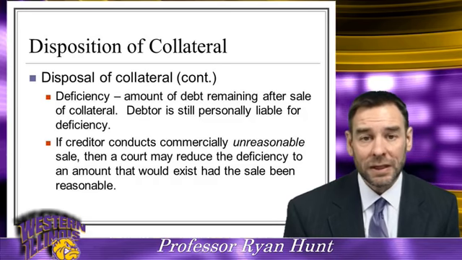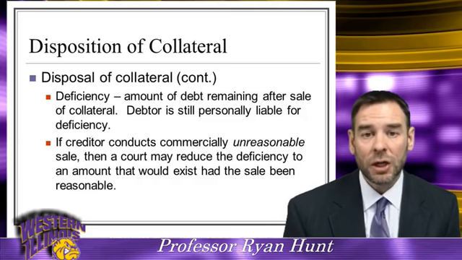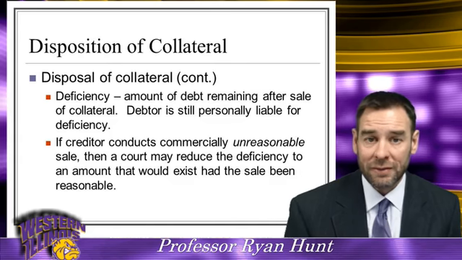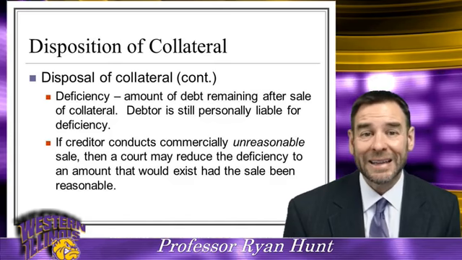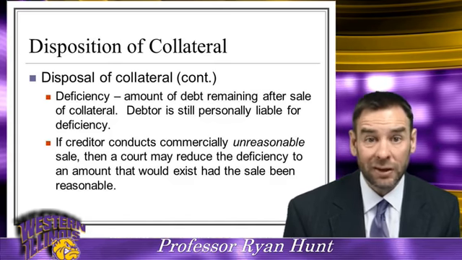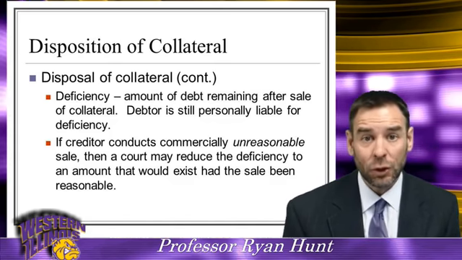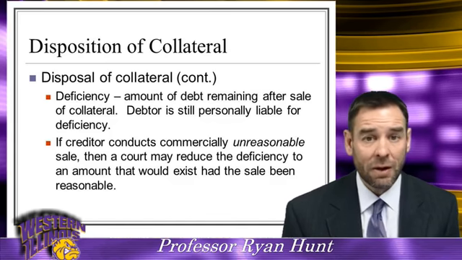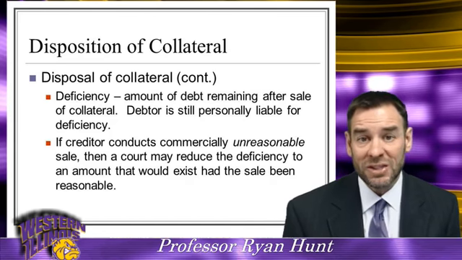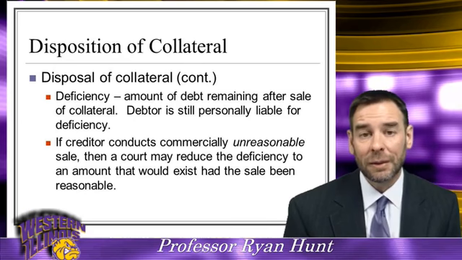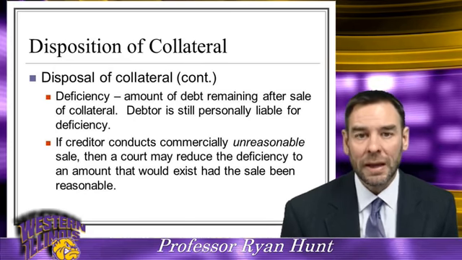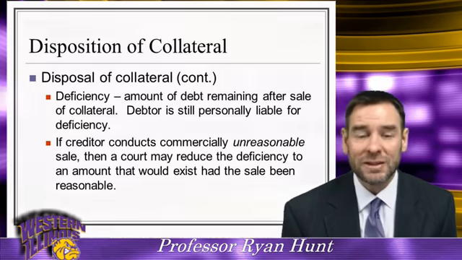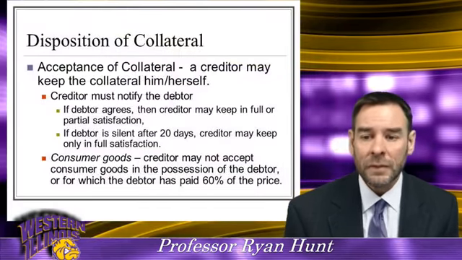So then when the creditor comes in to get a big deficiency judgment, the judge has the discretion, based on the evidence, to say, no, I'm not going to grant you the whole deficiency because I think you conducted a commercially unreasonable sale. I think you could have gotten $5,000 for the car. And so instead of giving you a $7,000 deficiency, I'm only going to give you $2,000 because I think you could have gotten more had you done the sale reasonably. So that's the judge's discretion, and that's a risk for the creditor.